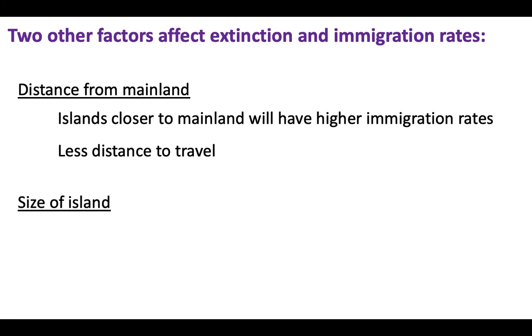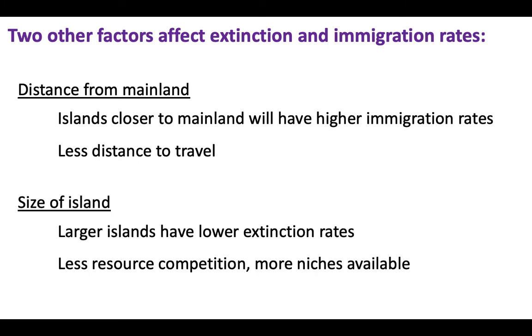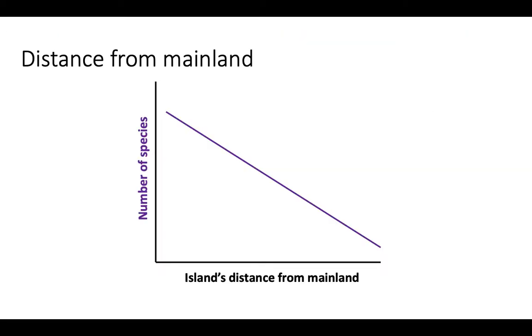As opposed to size, we'll see a similar sort of situation where it's easier to set up shop on a larger island, and it's easier to survive on a larger island. So extinction rates are going to be smaller on a larger island because there is more resources available, more space, more food, so there'll be less resource competition, there'll be more niche development, and there'll be a little bit more room for everybody to breathe, so extinction rates will go lower.